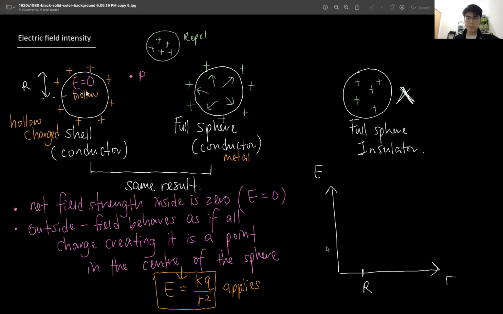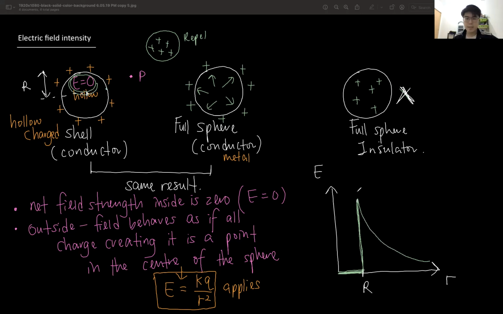Okay, now if I sketch the graph of E against R, where big R is the radius of the sphere, how does the graph look? Just now I mentioned what happened inside the sphere. The electric field is 0, so here you will get a line on the x-axis. Once you reach the surface, R, and then go outside the surface, straight away your field will be like that, and then drops like that.